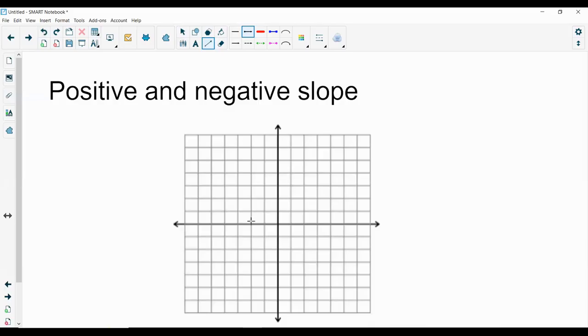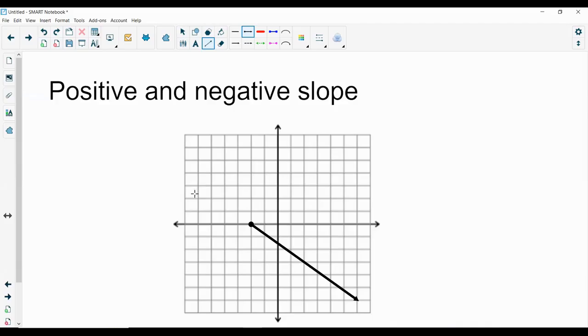And the submarine is at sea level here, but it starts to go down. I start with the point farthest left, and then I follow the line. It's headed in a downward direction. So that means it's negative slope.